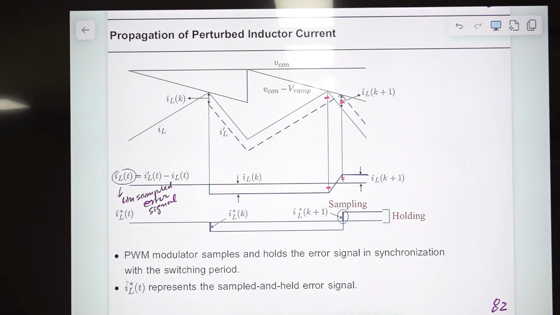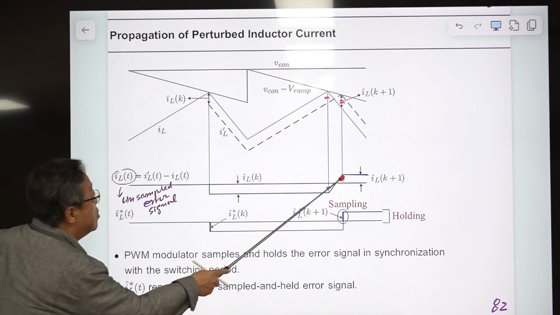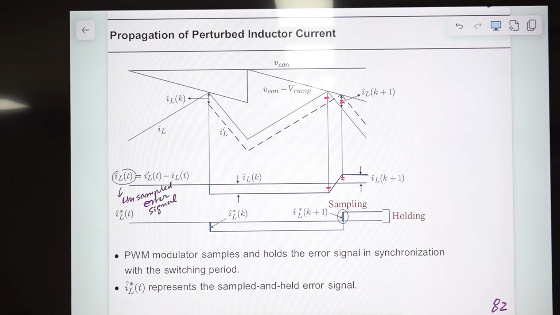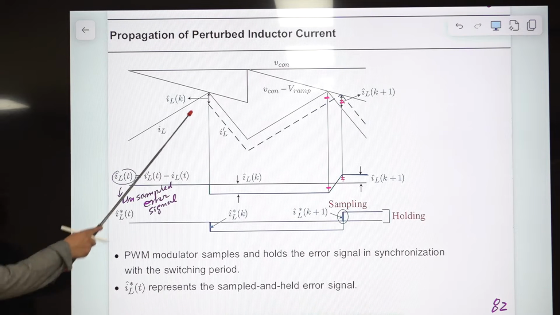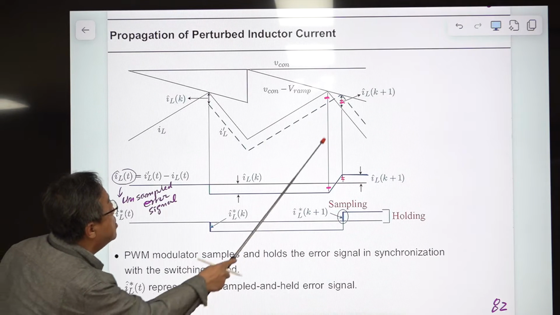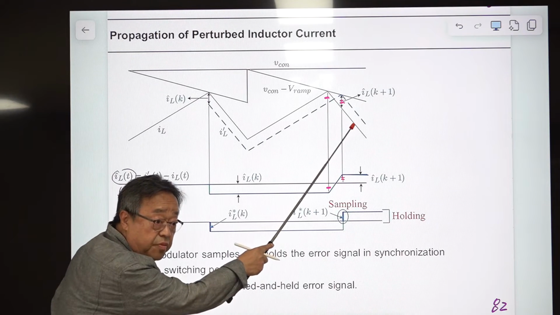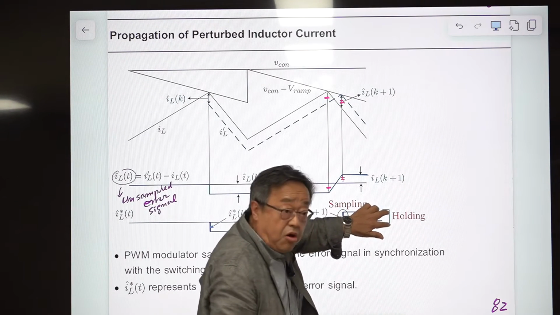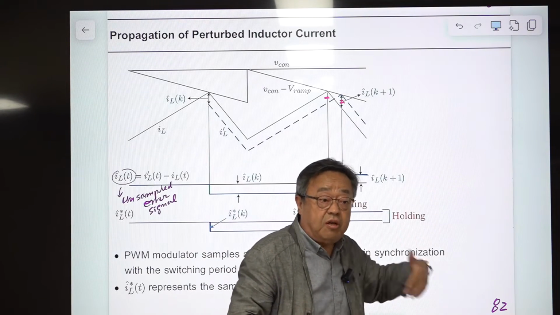So this is a true error signal. I labeled this as the unsampled error signal, the actual, accurate or real error signal. But you are using the PWM scheme, which is active only once in one switching period. So the error is picked up here, but the error remains the same. Nothing happens. And at this moment the error is sampled. At that point the error is held constant onto the next switching period.